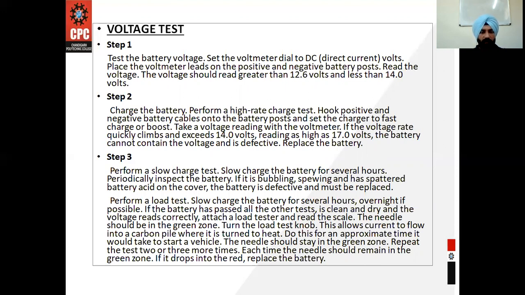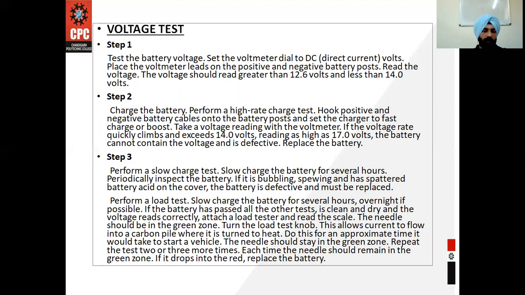Step number two, charge the battery. Perform a high rate charge test. Hook the positive and negative battery cables onto the battery posts and set the charger to fast charge or boost. Take a voltage reading with the voltmeter. If the voltage quickly climbs and exceeds 14 volts, reading as high as 17 volts, the battery contains a bad cell and is defective. Replace the battery.